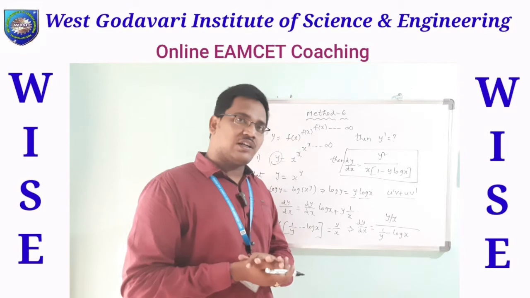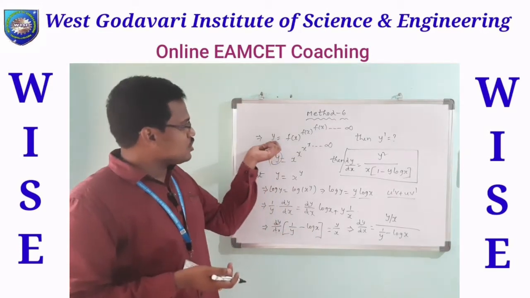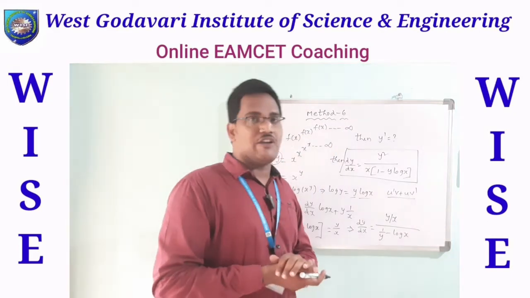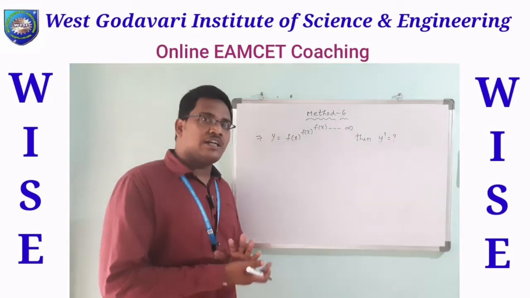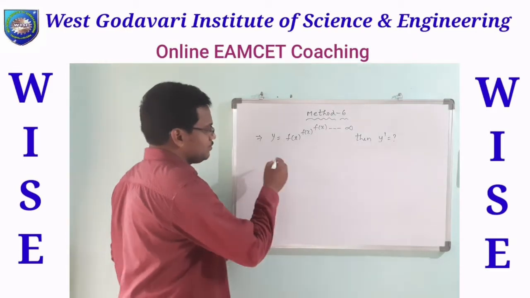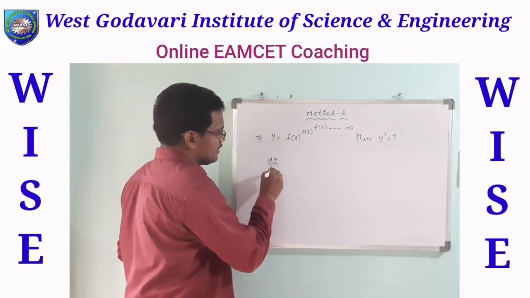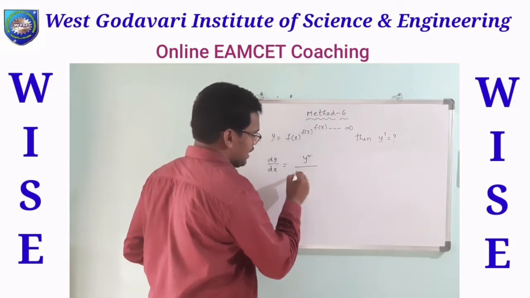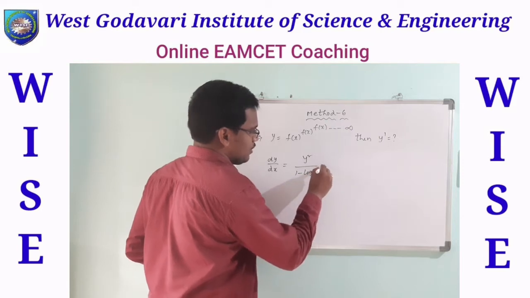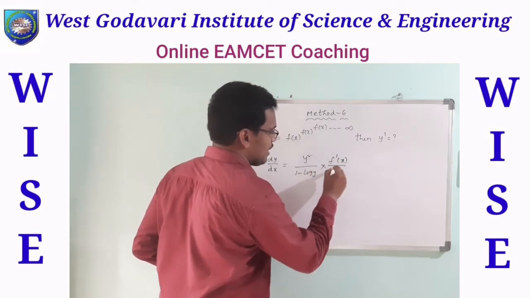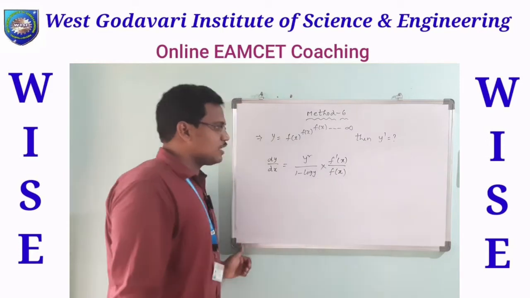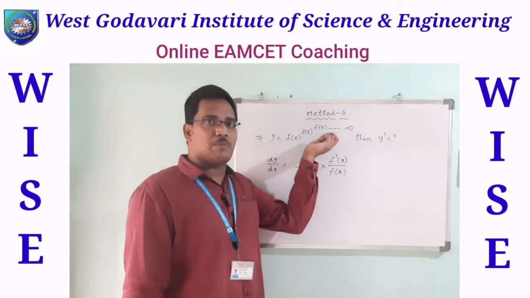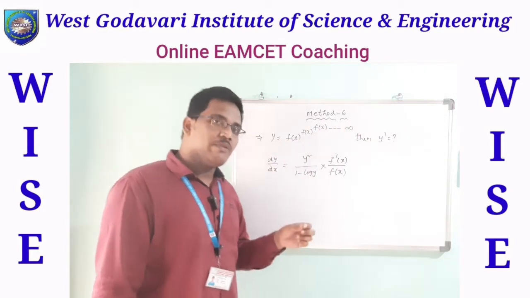Now see the shortcut way to solve y is equal to f of x whole to the power of f of x whole to the power of f of x up to infinity. So the shortcut technique of this method is dy by dx is equal to y square by 1 minus log y into f dash of x by f of x. This is the shortcut method to solve the differentiation in the form of f of x whole to the power of f of x whole to the power of, and so on infinity.